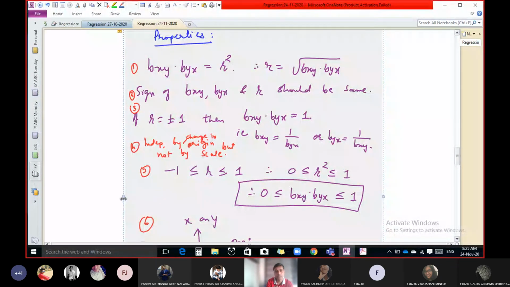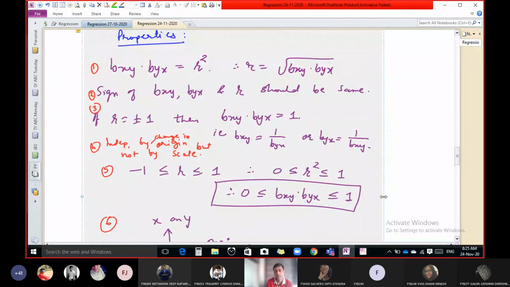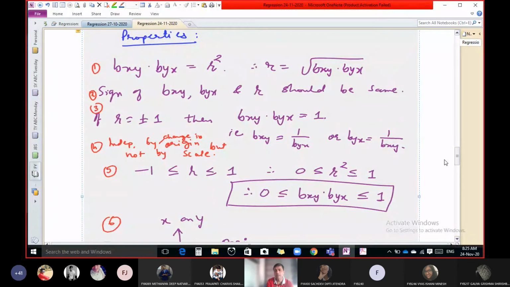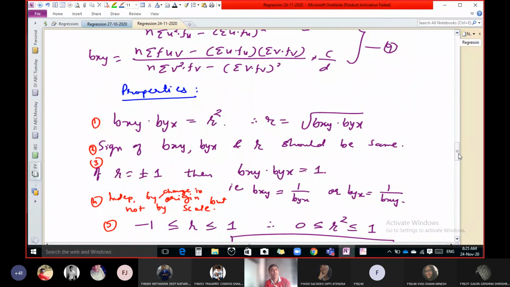There are a number of properties of regression coefficients. First, if we multiply bxy and byx, then we get r square. If we take the square root on both sides, we get r equal to the square root of bxy into byx. So we can say that correlation is the geometric mean of the regression coefficients. Once again, correlation is the geometric mean of the regression coefficients.